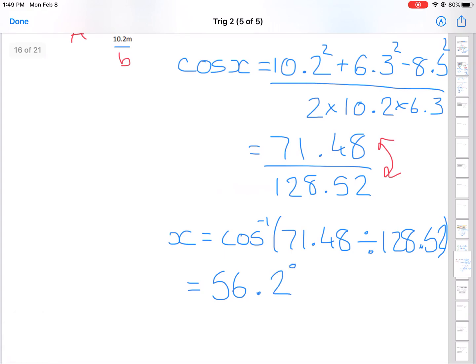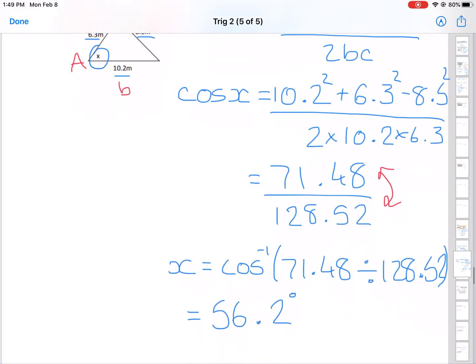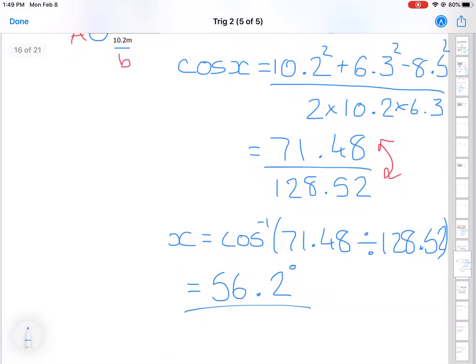And again, just always check that makes sense. We are looking at an acute angle, so 56.2 is reasonable for the size of that angle.